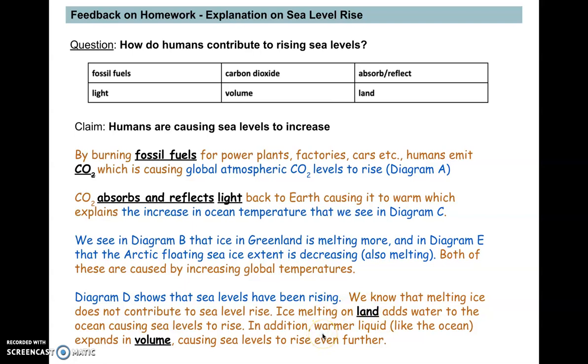So hopefully this provides some feedback for constructing explanations. Good luck on your formative, which is going to include this skill of constructing explanations as well as interpreting data.